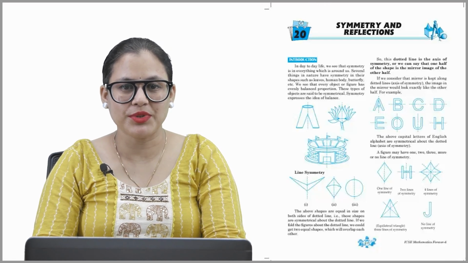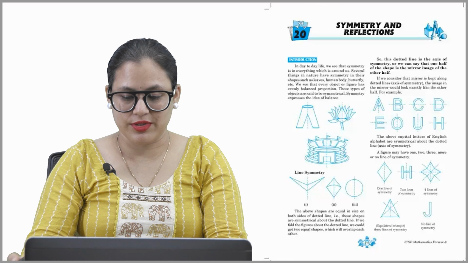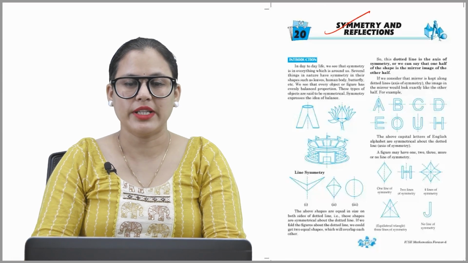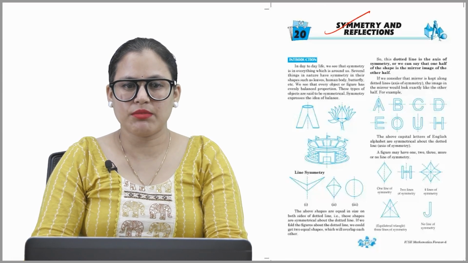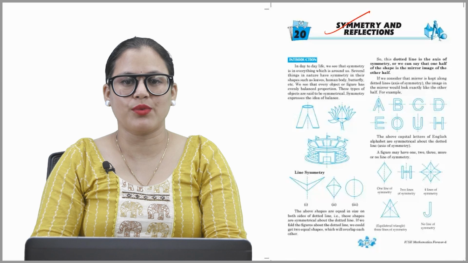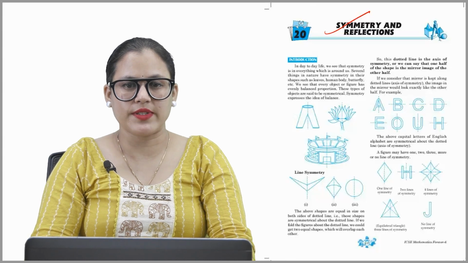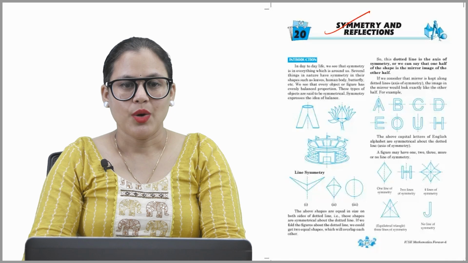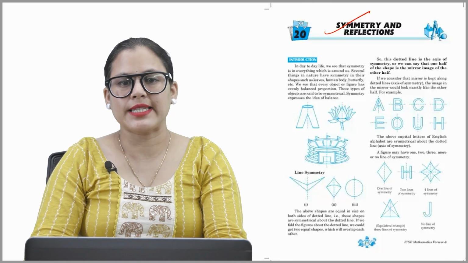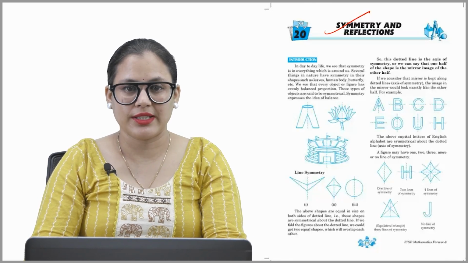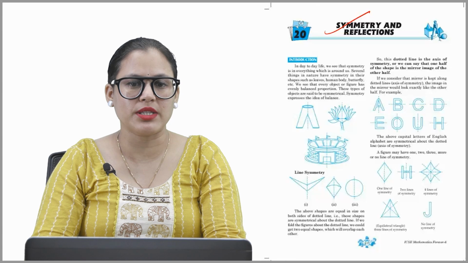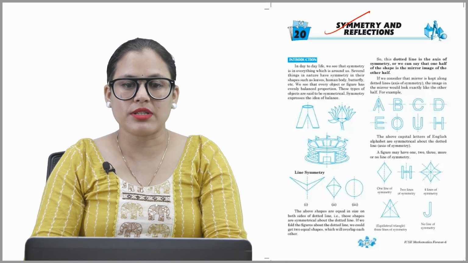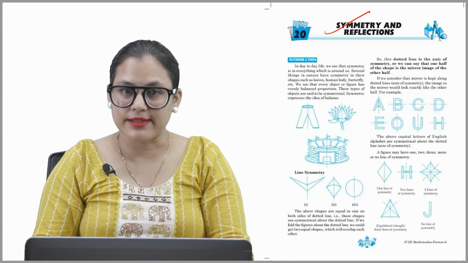Let's start today's chapter, Symmetry and Reflections. Introduction. In day-to-day life, we see that symmetry is in everything which is around us. Several things in nature have symmetry in their shapes, such as leaves, human body, butterfly, etc. We see that every object or figure has evenly balanced proportion. These types of objects are said to be symmetrical. Symmetry expresses the idea of balance.